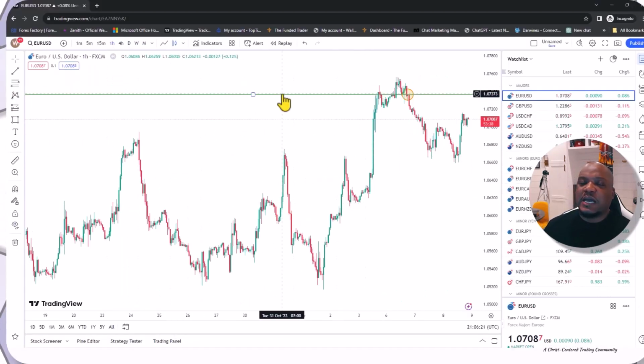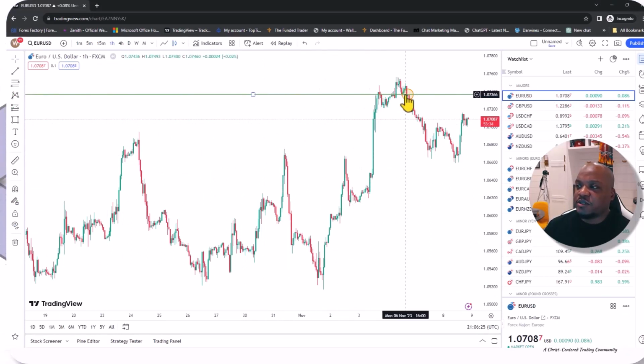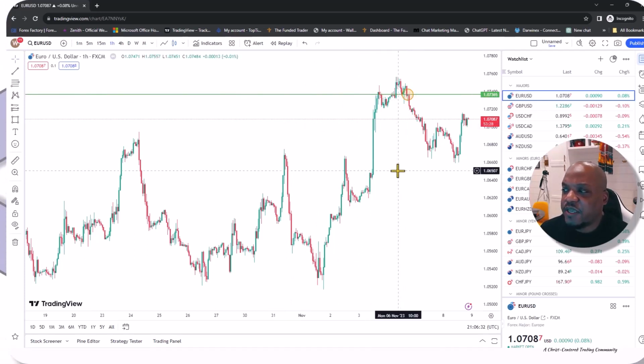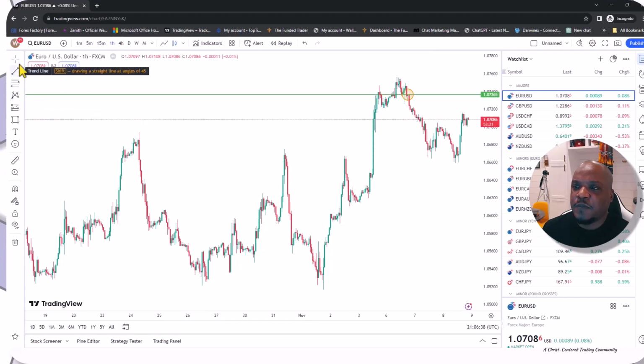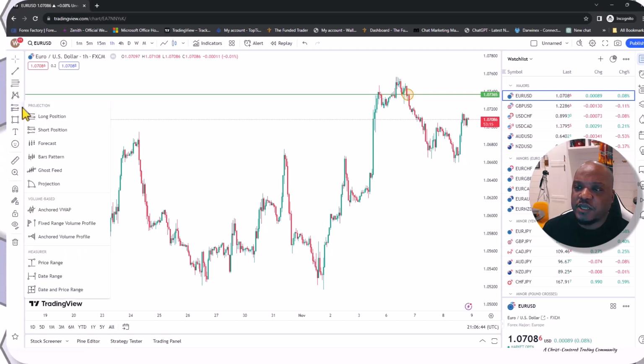This green line that you see here is where we took the trade. This is where we entered the trade on Monday, and the circle is the area that we took the trade in. We took this short. We have a tool that is 1, 2, 3, 4, 5 icons down on the toolbar. You click that, you see long position and short position. This is how we plot our trade ideas.